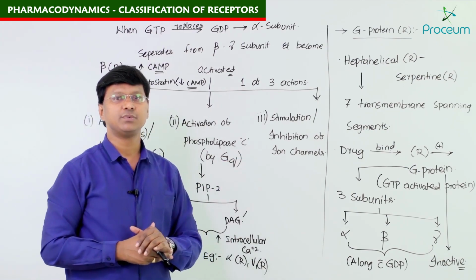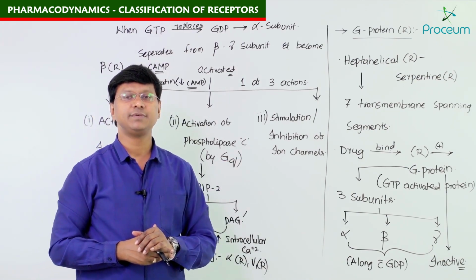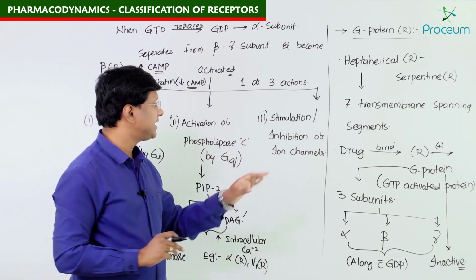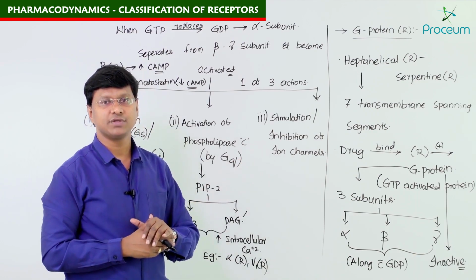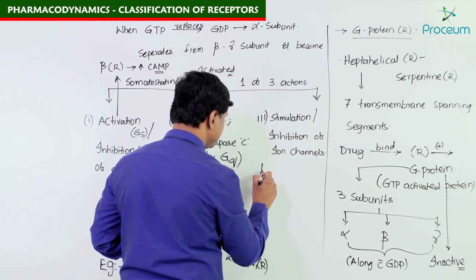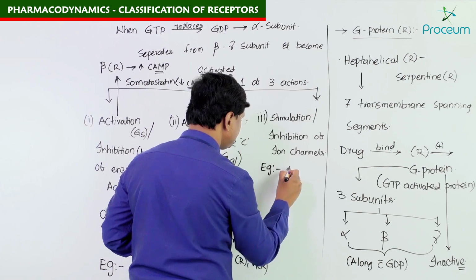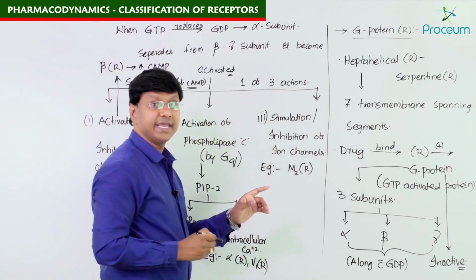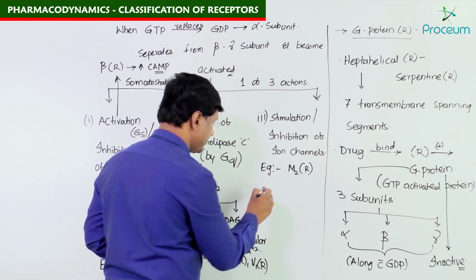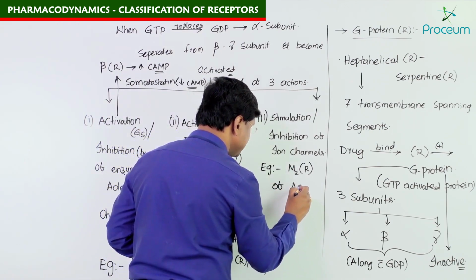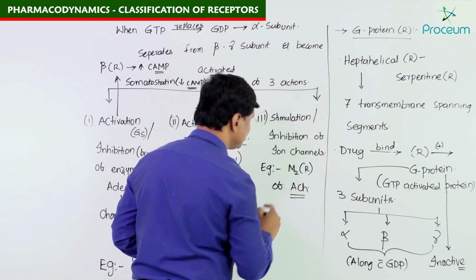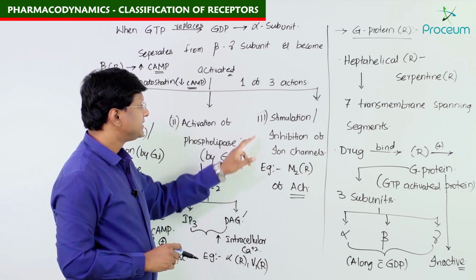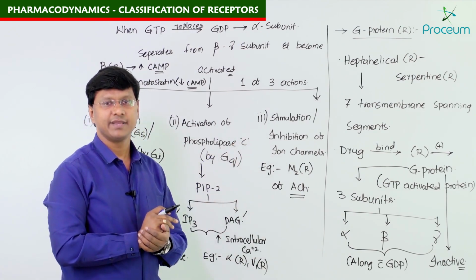Next, the third one, that is stimulation or inhibition of the ion channels. Remember, the example of receptors which act via stimulation or inhibition of the ion channels is the M2 receptors of acetylcholine.